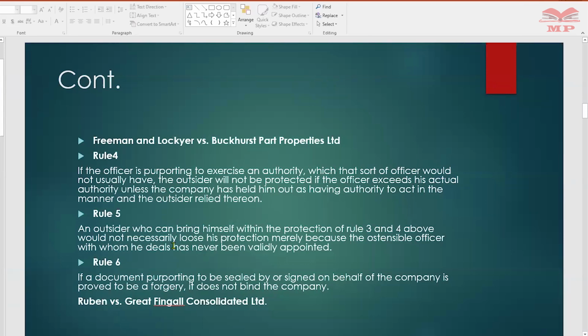So rule number 5, which will be our last rule for today. No, we will finish the rules so that we can start on debentures in our next class.